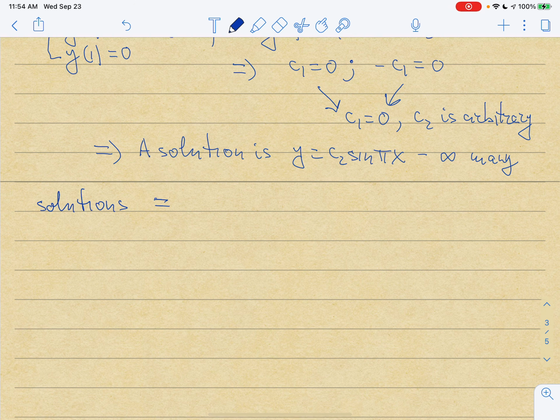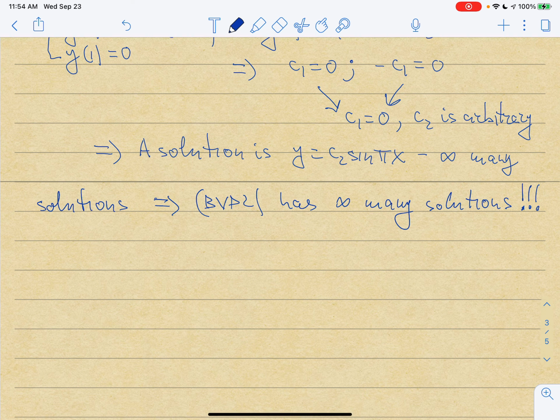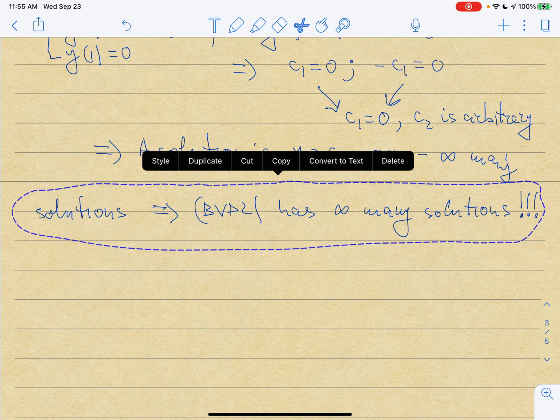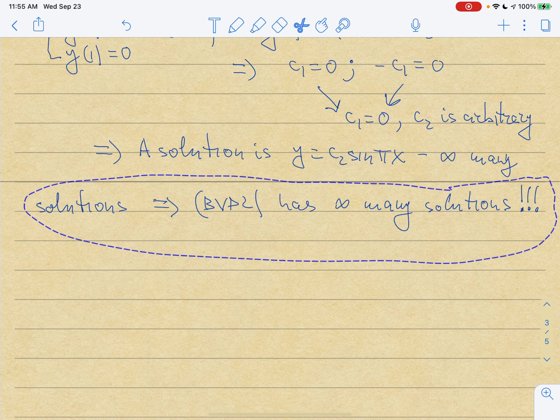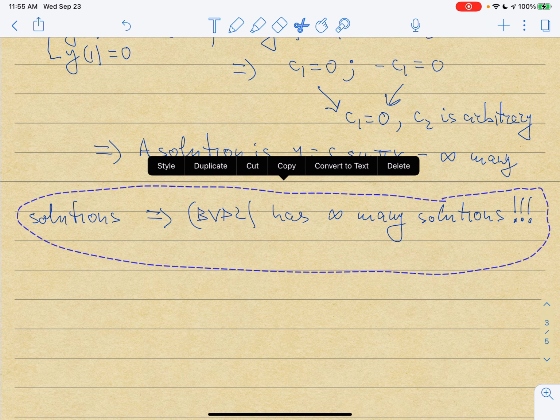And so therefore BVP2 has infinitely many solutions. Any multiple of sine of pi x is a solution of this boundary value problem. So that again is not really very nice, because if you're using your boundary value problem to predict a behavior of some physical system, then you probably wouldn't really like the fact that your physical system then can have infinitely many different types of behavior.